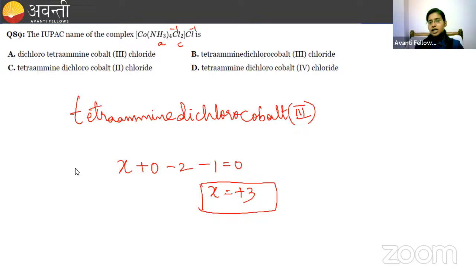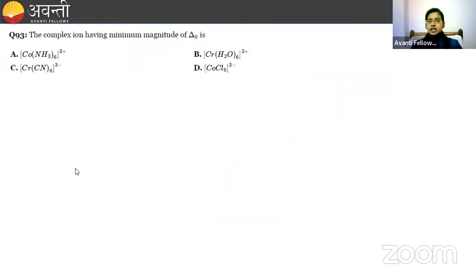And outside the coordination entity, we have one Cl, which is called chloride. So I have to leave some space and write the chloride. So it is tetraamine dichloro cobalt 3 chloride. Okay. So it is given in option B. Option B is the correct answer for this complex. Okay. Now coming to the next, 93.